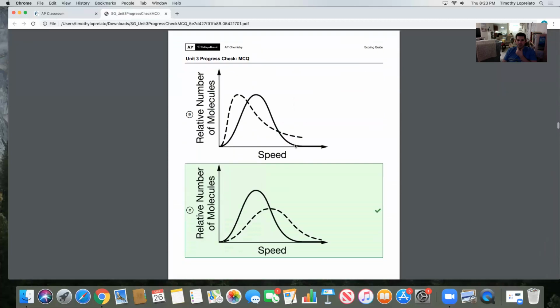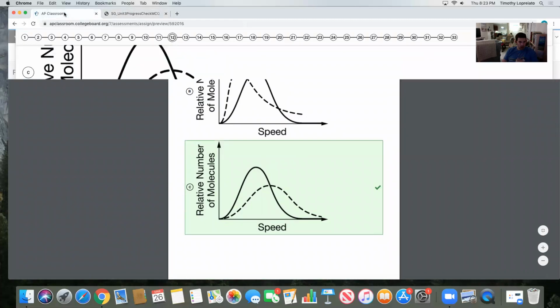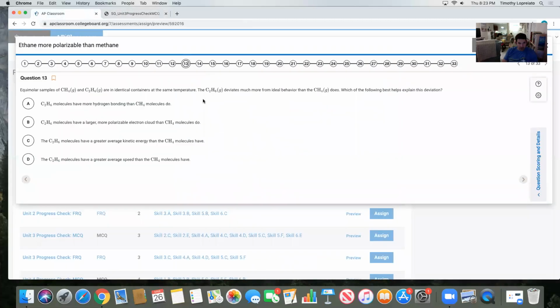All right, look at that. You know what's going to happen. Woohoo! Question 13. Equimolar samples of CH4, methane, and C2H6, ethane, are in identical containers at the same temperature. The C2H6 deviates much more from the ideal behavior than CH4 does. Which of the following best helps explain this deviation?